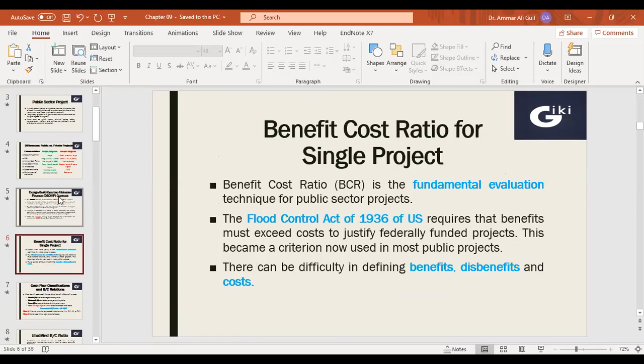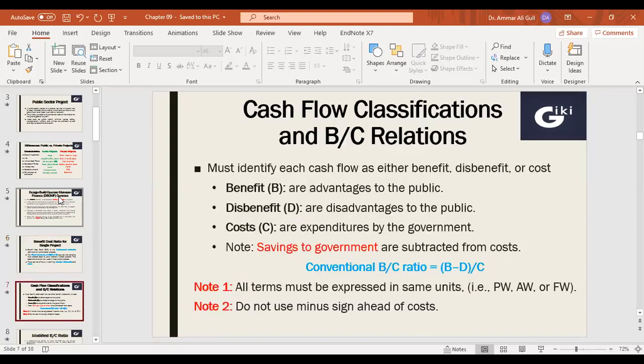Then we discussed benefit cost ratio for a single project. For calculating benefit cost ratio, we need to focus on three components: benefits, disbenefits, and costs. Benefits are advantages to the public of any project in terms of money, and disbenefits are disadvantages to the public in terms of money. And costs are expenditures borne by the government to start that project. In case of savings, we need to subtract savings from costs. And the conventional B over C ratio is benefits minus disbenefits divided by cost.